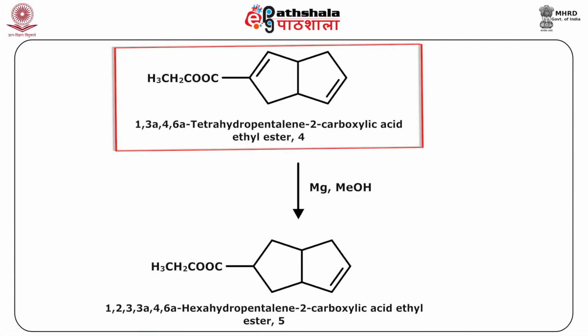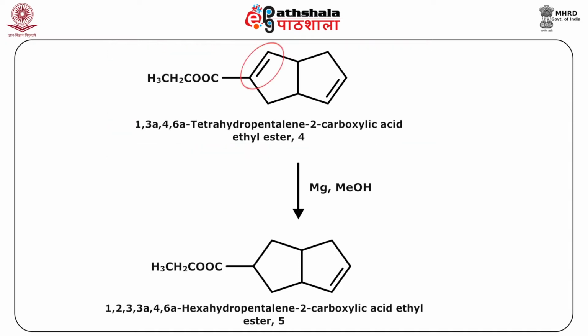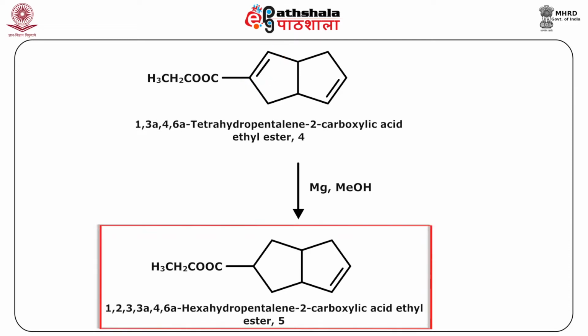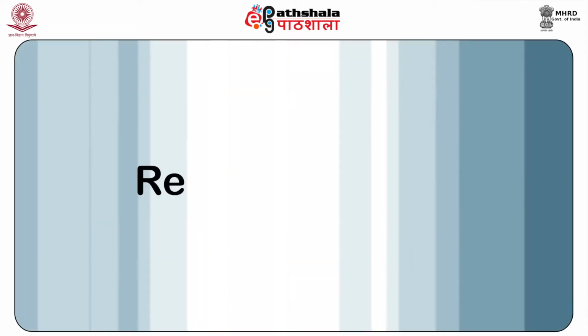Another example of chemoselectivity is the chemoselective reduction of alpha beta unsaturated esters in the presence of alkenes. The reduction of the compound 4 with magnesium in the presence of methanol reduced the double bond present at the alpha beta position of the alpha beta unsaturated esters, giving the product 5.